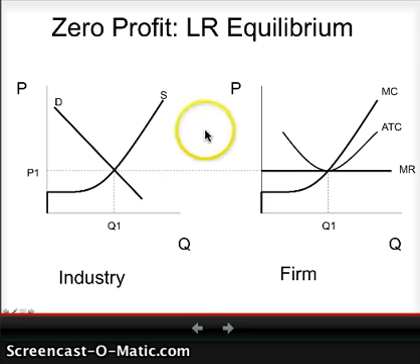So what we see here is the market side. The supply curve that you see here reflects all of the producers of this particular product. This is everybody, all the corn farmers. The demand are all the buyers.